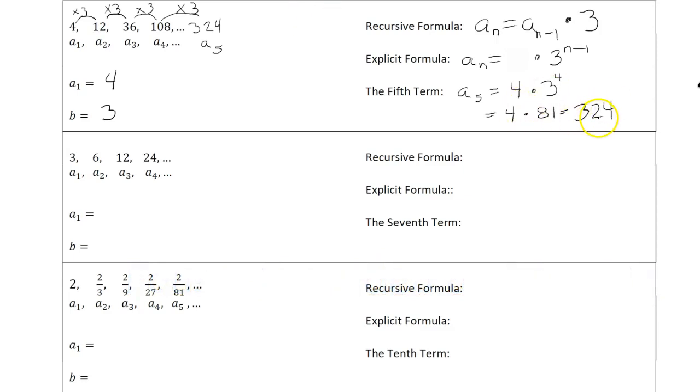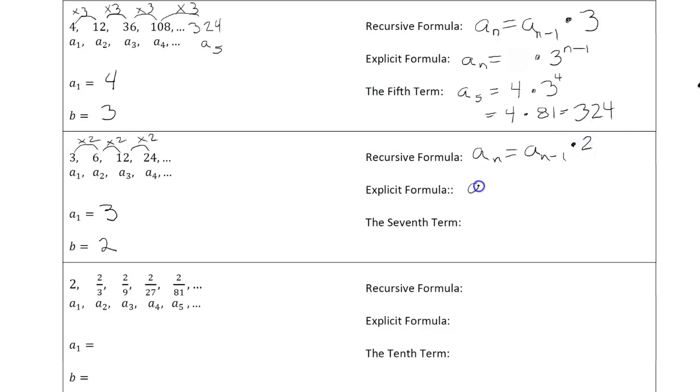Now that you have tried it, check your work. The first term in this sequence is 3. Now find the ratio. 3 times 2 is 6. 6 times 2 is 12. 12 times 2 is 24. The ratio is 2. Thus, the recursive formula, to find any term, we multiply the previous term times 2.